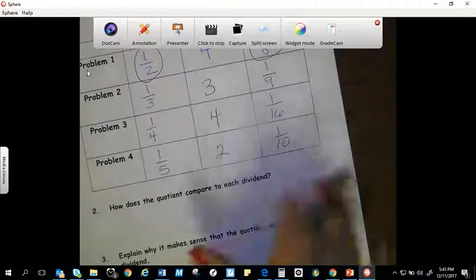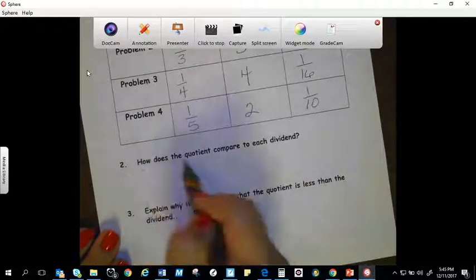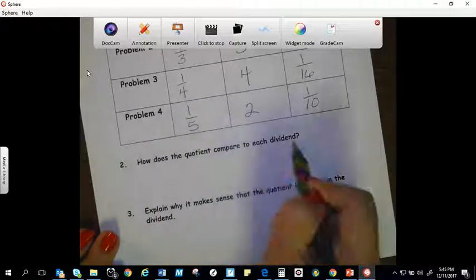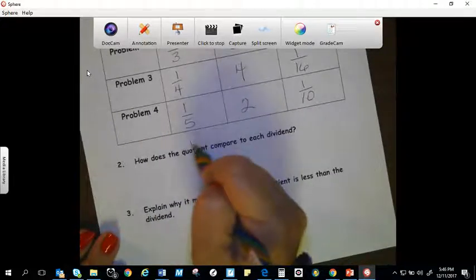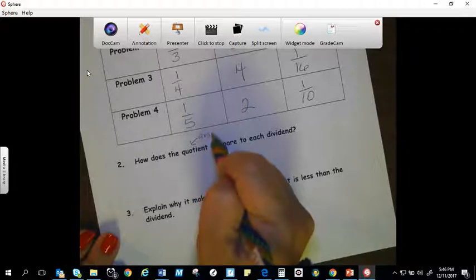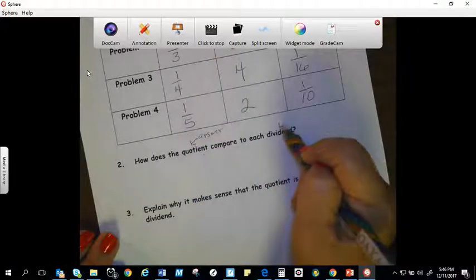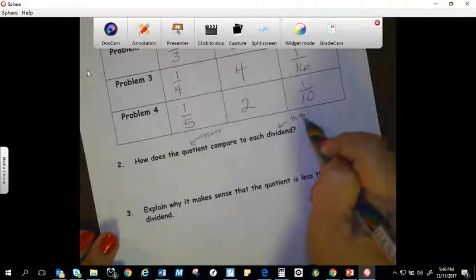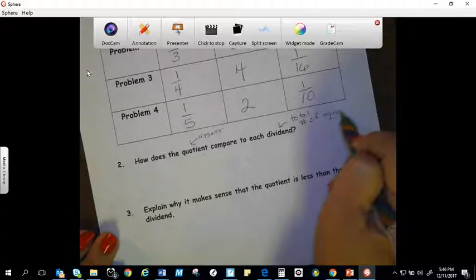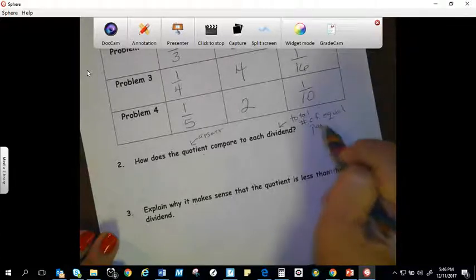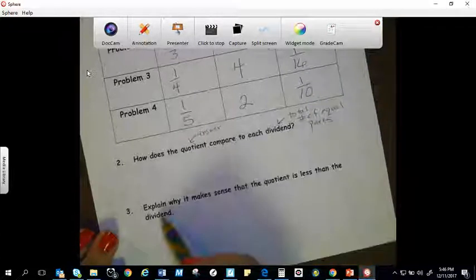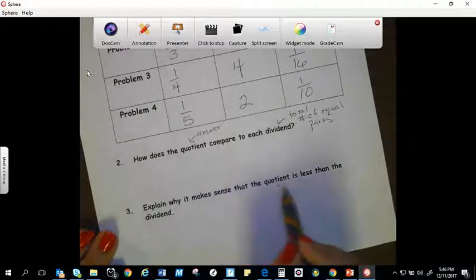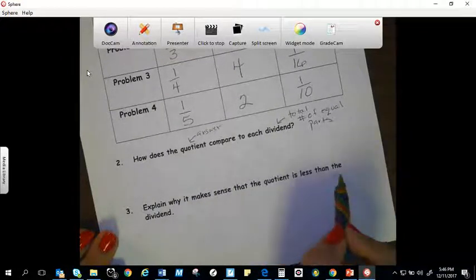So I want you to answer these questions tonight. How does the quotient compare to each dividend? Quotient being the answer, dividend being the total number of equal parts. And then explain why it makes sense that the quotient is less than the dividend.